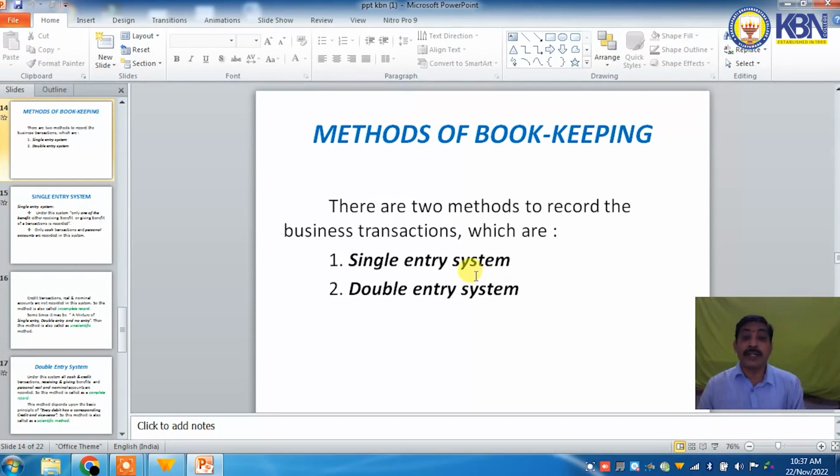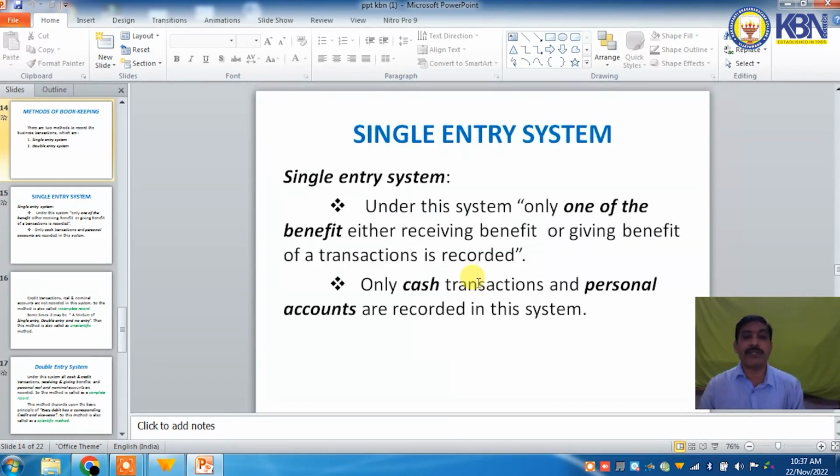But as the business transactions are totally in the form of cash transactions, credit transactions, receiving benefits, giving benefits, personal accounts, real accounts, nominal accounts, so broadly explained, single entry system is as follows. Under this system, only one of the benefits, either receiving benefit or giving benefit of a transaction, is recorded. Only cash transactions are recorded in single entry system. So of cash and credit transactions, only cash transactions are recorded. And of personal, real and nominal accounts, only personal accounts are recorded. So real and nominal accounts are not recorded.